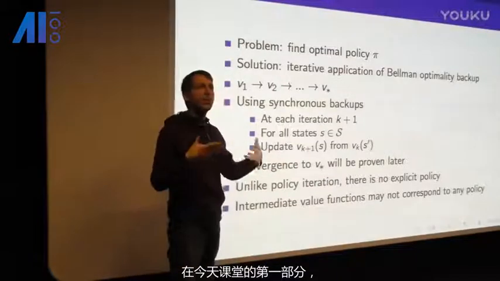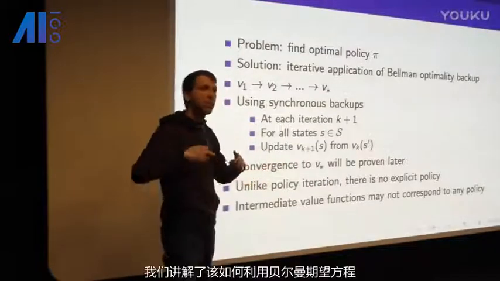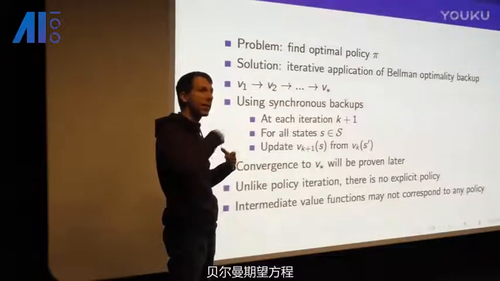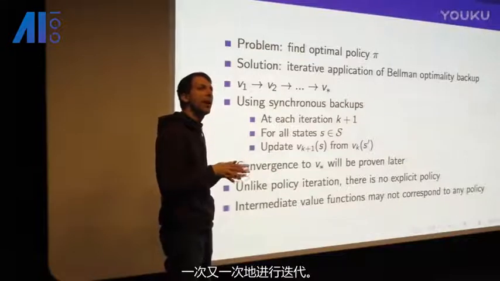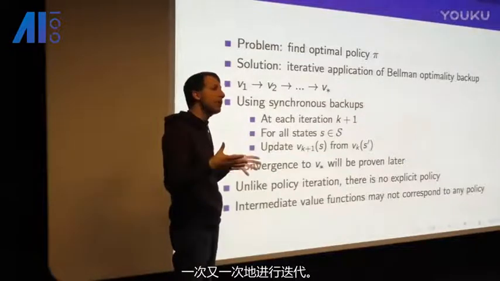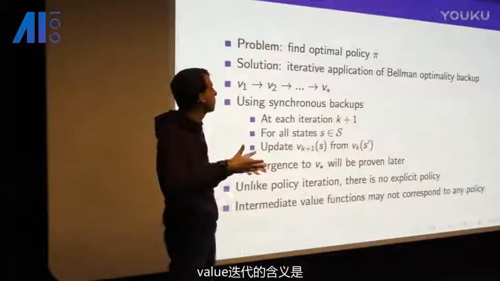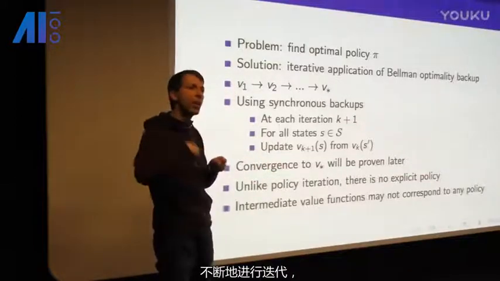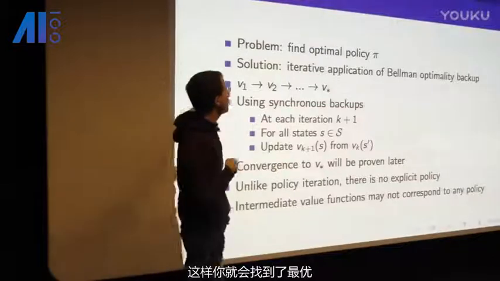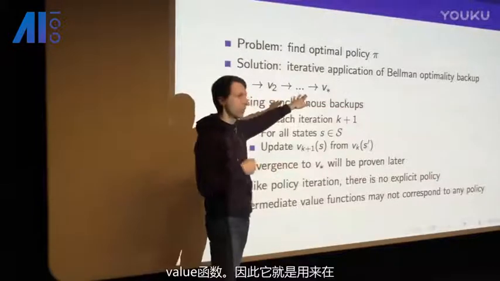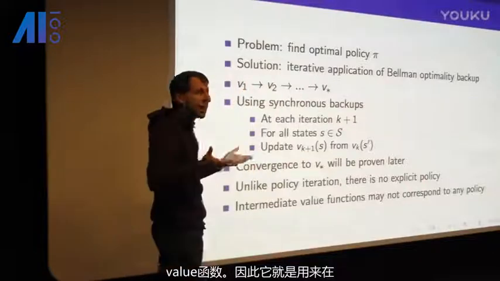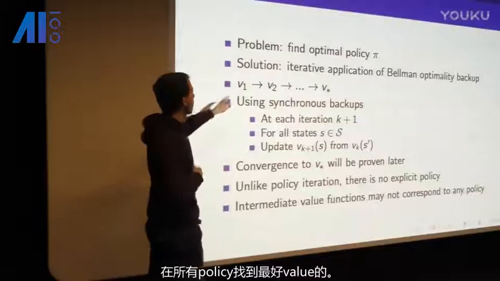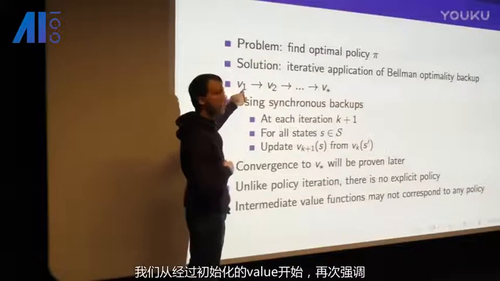In the first part of the class today, we saw how you could use the Bellman expectation equation as a backup. You just iterated the Bellman expectation equation again and again. That found you the value function for a given policy. And the idea of value iteration is to take the Bellman optimality equation and iterate it again and again. And that gives you the optimal value function. So it finds the best value amongst all policies.